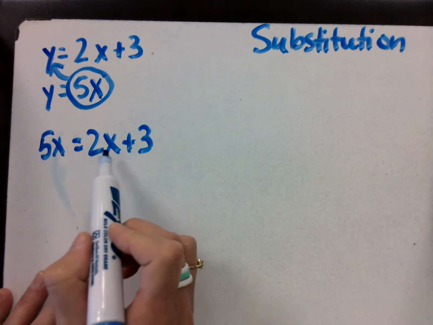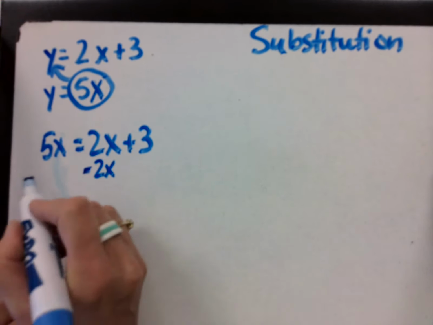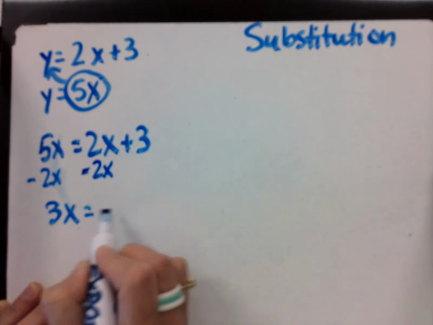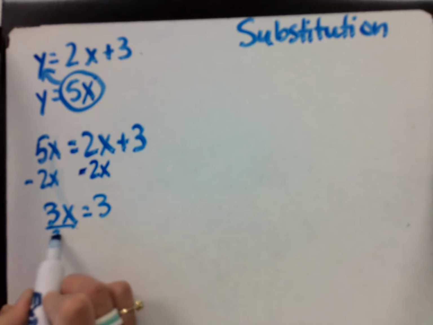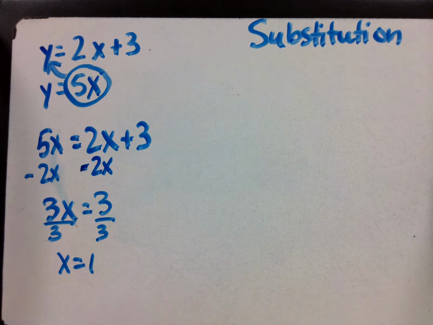Now I have x's on both sides, so I'm going to get my x's together. I'm going to subtract 2x on this side, subtract 2x on this side. I get 3x equals 3. Divide by 3, and I find out that x is 1. So I now know that my x value is 1.